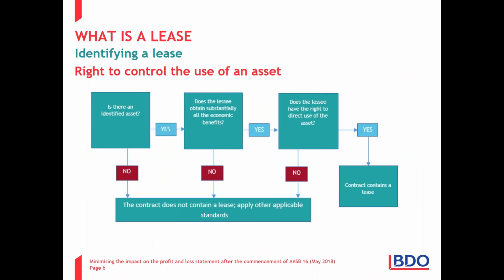So the process to identifying a lease can be seen effectively from this diagram here. You basically just go through and answer the questions to determine if you have a contract or an arrangement that is likely to be classified as a lease. So, is there an asset? Does it contain substantially all the economic benefits? Do you have the right to direct its use? If you answer yes to all those, it's likely you're going to have a lease.